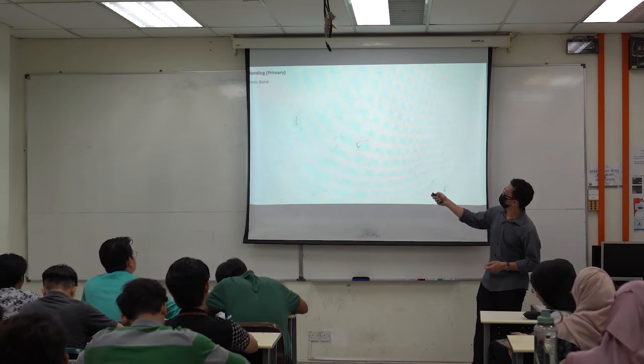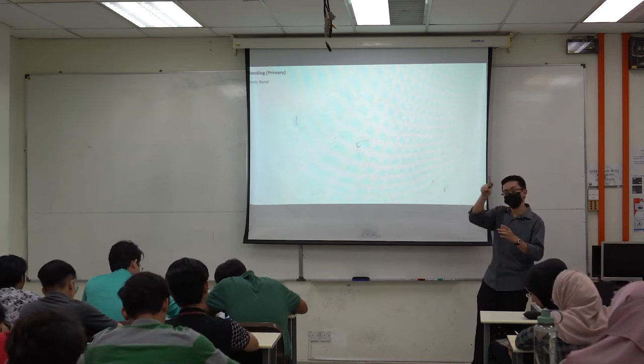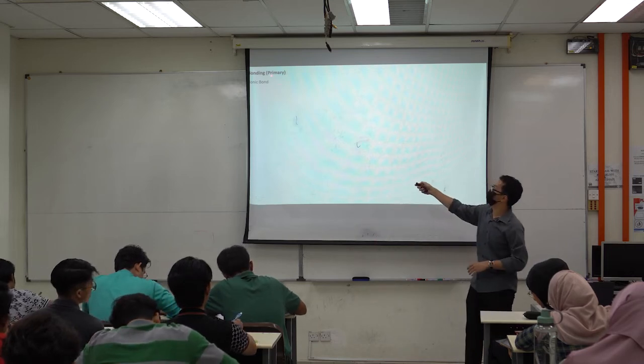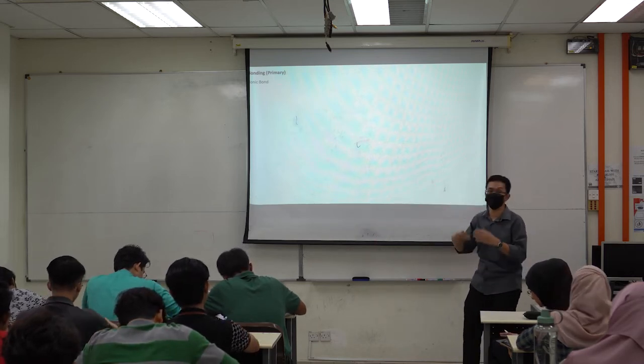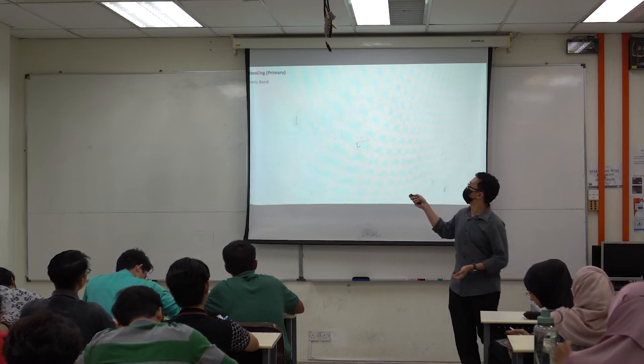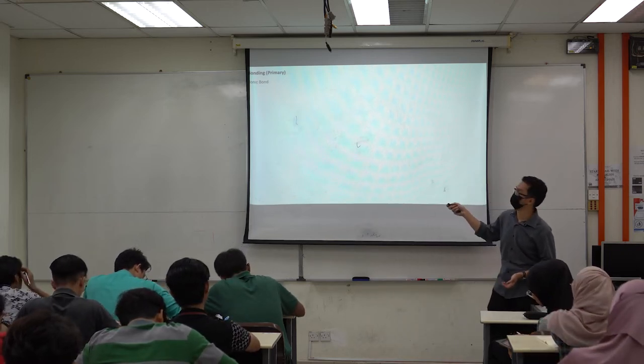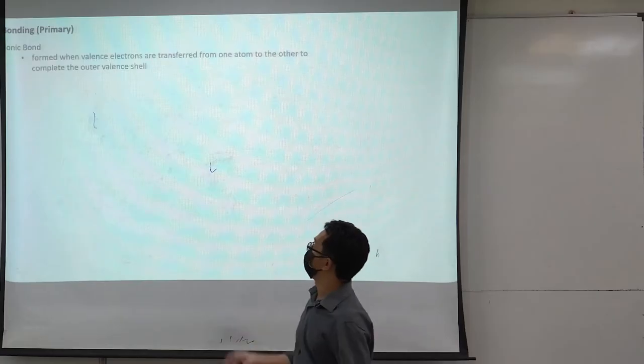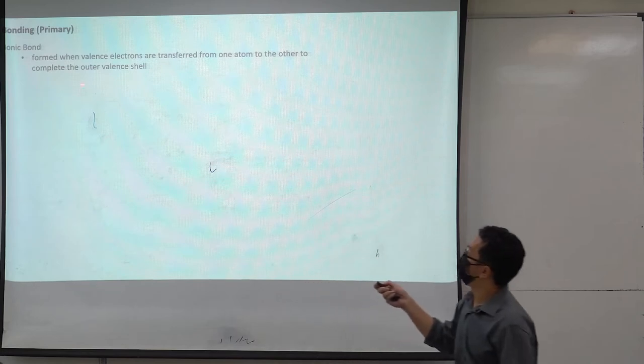The primary bonding happened because the valence electron moves out or does something. There is something that happens. So that's why we call primary bonding also a chemical bonding. One of the examples of primary bonding is the ionic bond. So today we will go one by one. So, ionic bond. Ionic bond forms when valence electron.